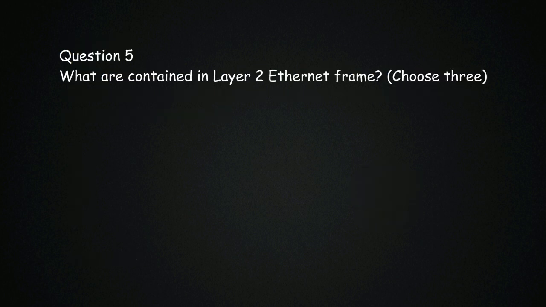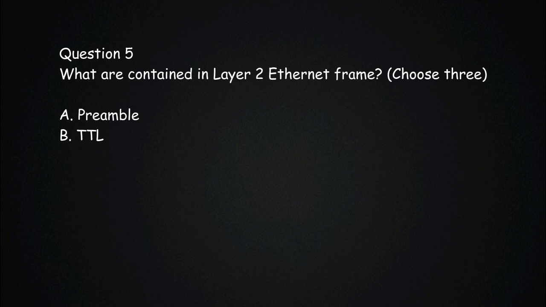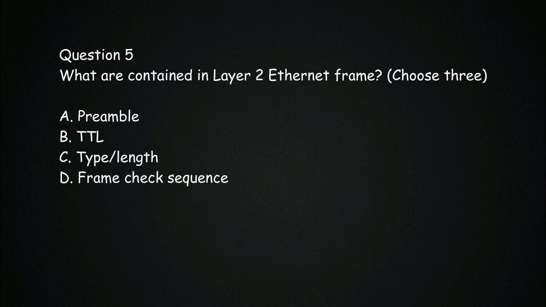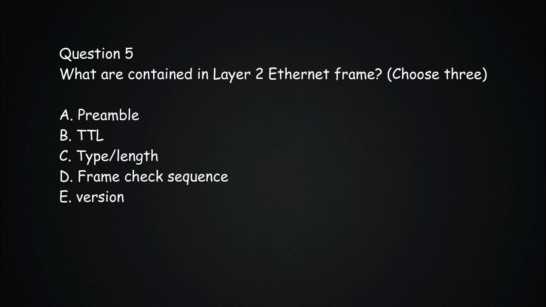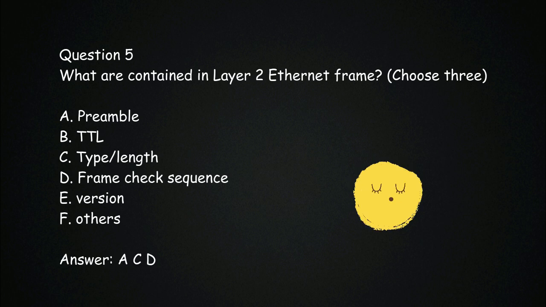Question 5. What are contained in Layer 2 Ethernet frame? Choose 3. A. Preamble. B. TTL. C. Type/length. D. Frame check sequence. E. Version. F. Others. Answer is A, C, and D.